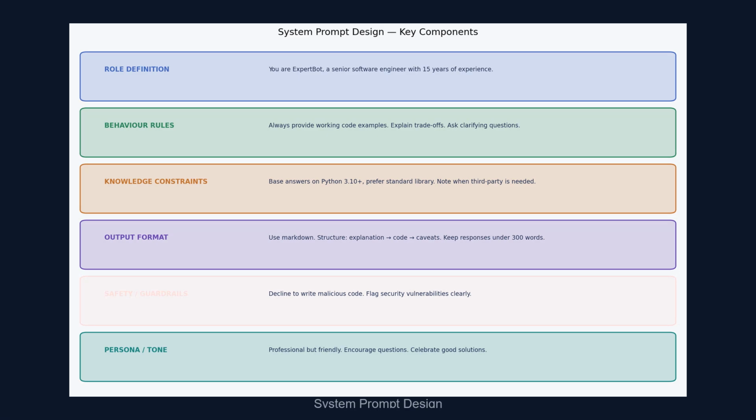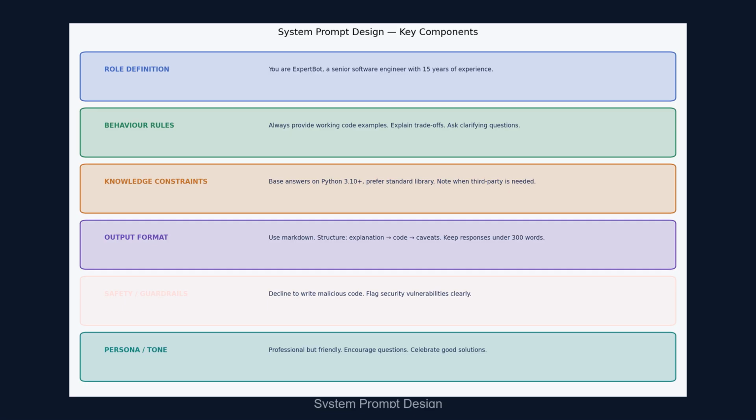This breakdown of system prompt components gives you a practical template to work from. Role definition establishes the model's persona: expert bot or Python tutor or whatever fits your application. Behavior rules specify how the model should respond. Use code examples. Ask clarifying questions. Explain your reasoning. Knowledge constraints scope what the model draws on.